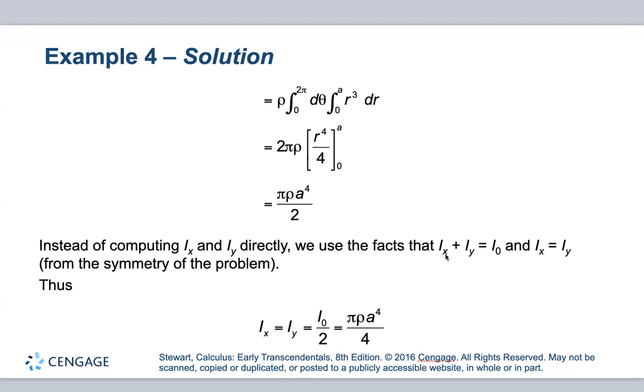So we know that I sub x has to equal I sub y because everything is symmetric, and the moment of inertia about the x-axis plus the moment of inertia about the y-axis has to add up to this. Okay, so that means that 2 I sub x equals I0, and 2 I sub y is I0. In other words, each one of those moments of inertia is equal to half of the polar moment of inertia. So that is pi rho a to the fourth over 4.